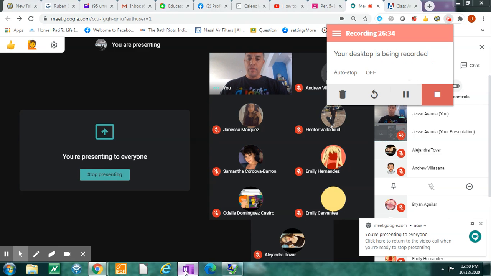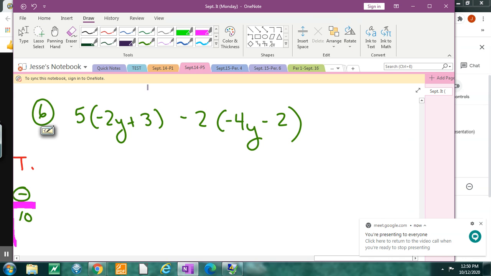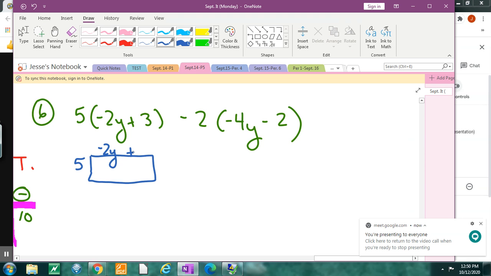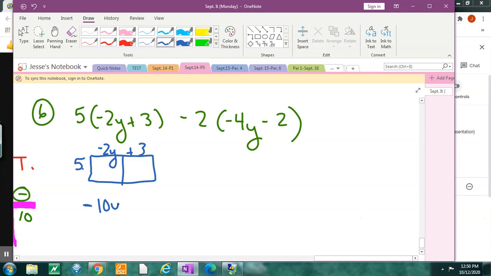All right, so if I do the box, I don't know how many of you like doing the area model. I'll do 5 times -2y plus 3. So you're multiplying again. You're multiplying the 5 times the -2. So positive times negative is negative, and then 5 times 2 with the y is 10y. 5 positive times this positive is positive, and 5 times 3 is 15.